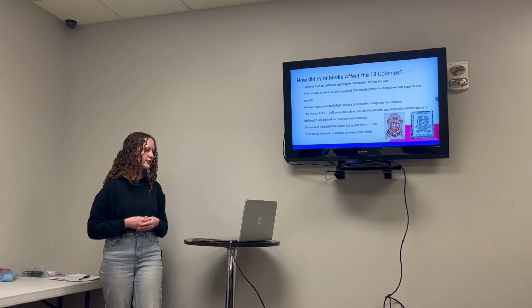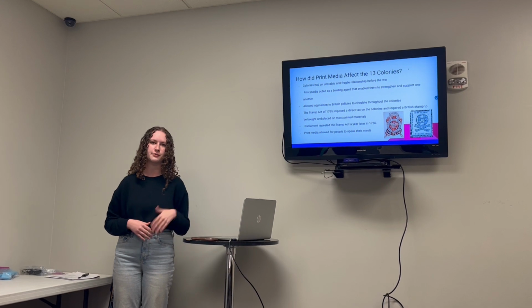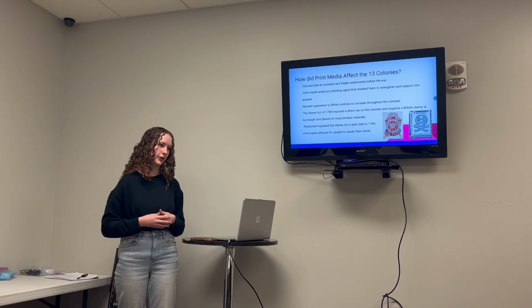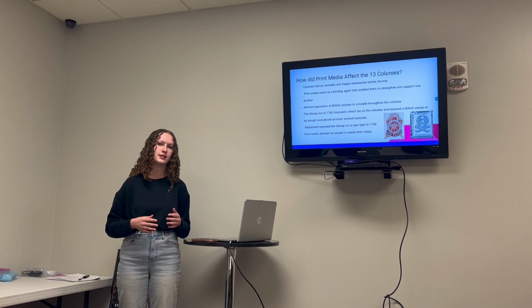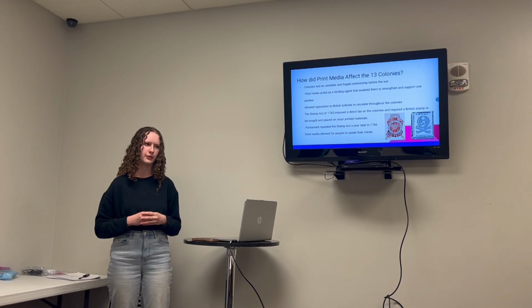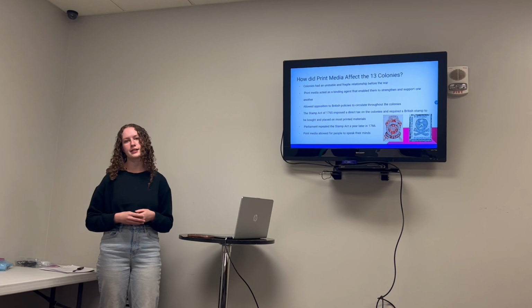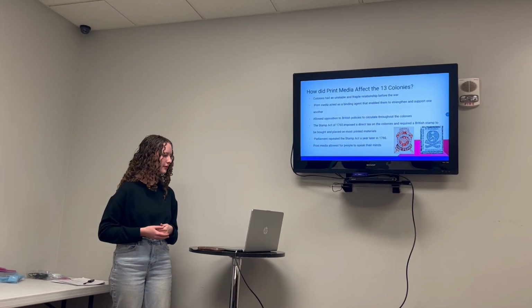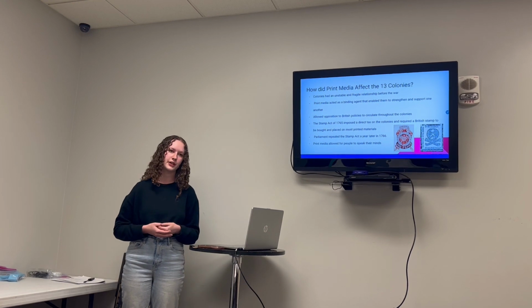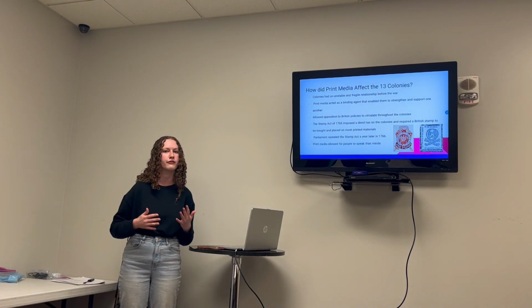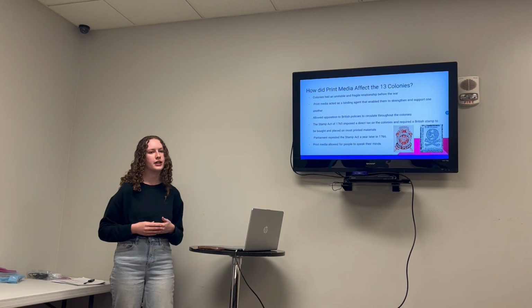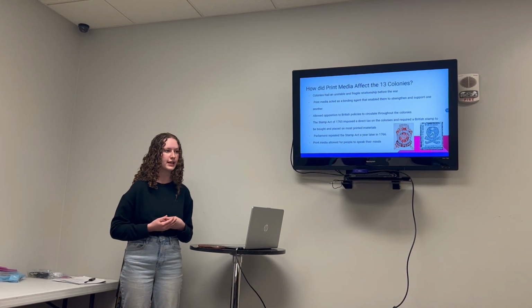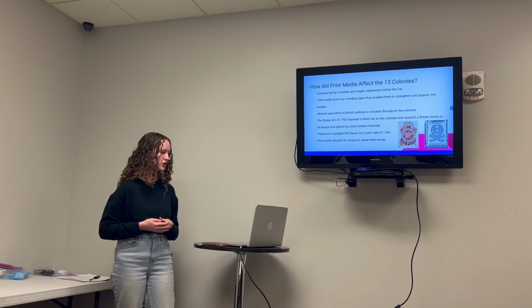So secondly, how did print media affect the 13 colonies before and during the American Revolution? Well, before war broke out, the colonies had a very unstable, very fragile relationship with one another. Print media acted as the binding agent that enabled them to strengthen and support one another. It allowed for opposition to British policies to circulate throughout all of the colonies. Revolutionaries were able to create and share their ideas, create a movement, and unite to oppose unjust treatment.